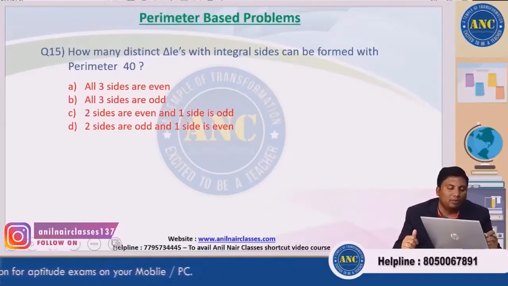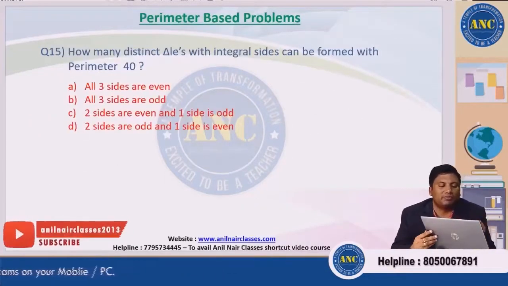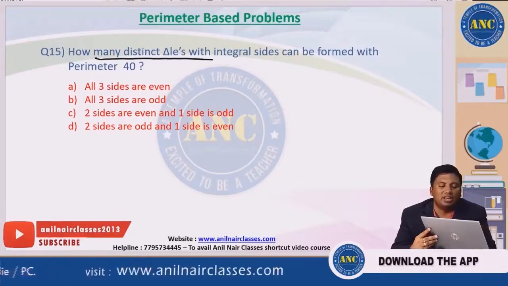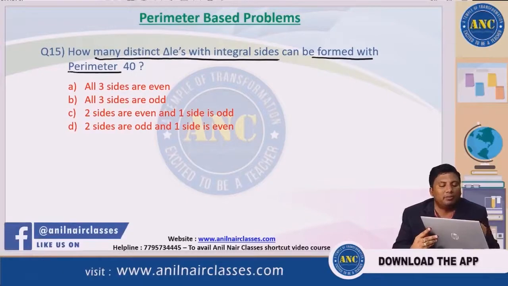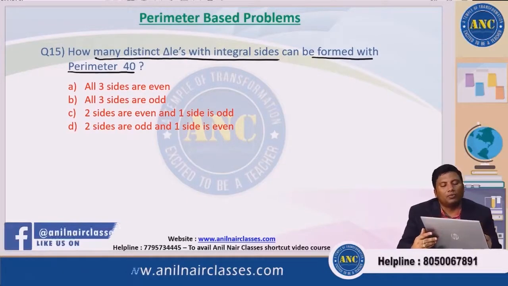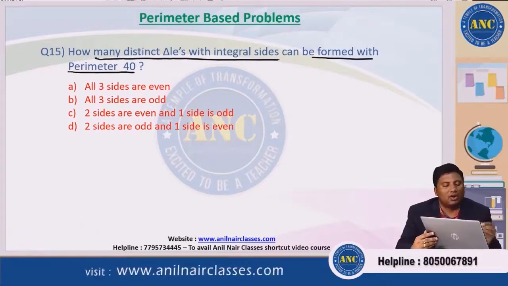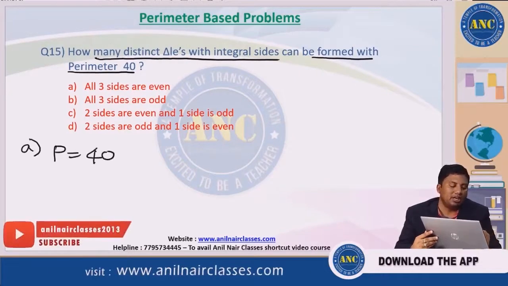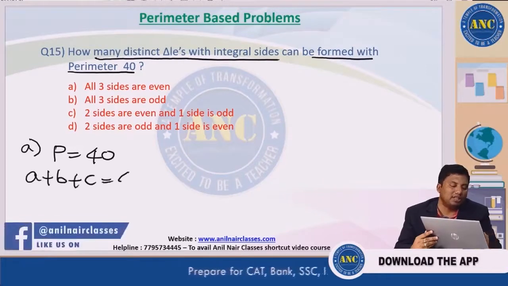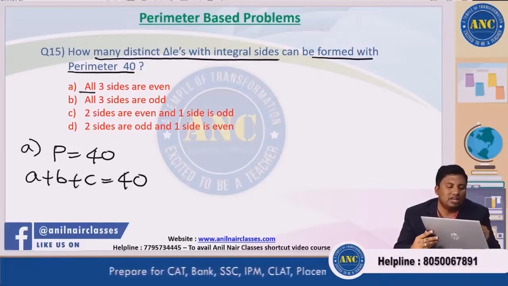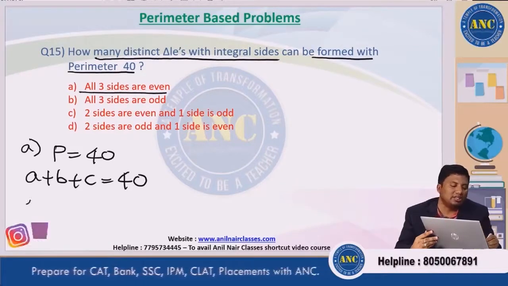14th done. Now another beautiful question, sir. Question number 15: how many distinct triangles with integral sides are formed with perimeter 40? Now one by one we will discuss. Perimeter is 40, which is nothing but a plus b plus c is 40. What is the first condition? All the three sides are even.